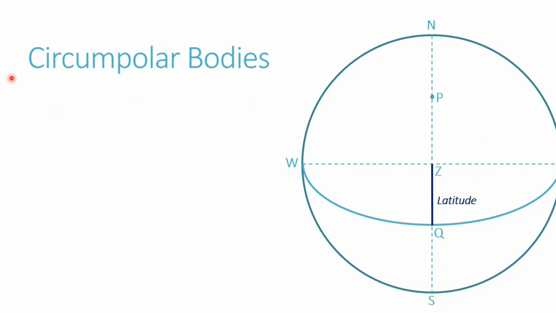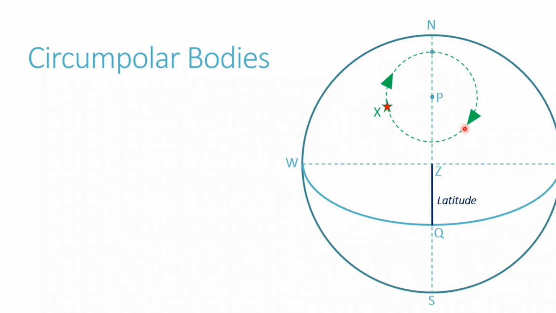Now, going a little deeper into the circumpolar bodies, we had this particular star, and the polar distance is less than or equal to NP in this case. You can see the entire declination circle of the star is within the rational horizon of the observer. So this is a circumpolar star.